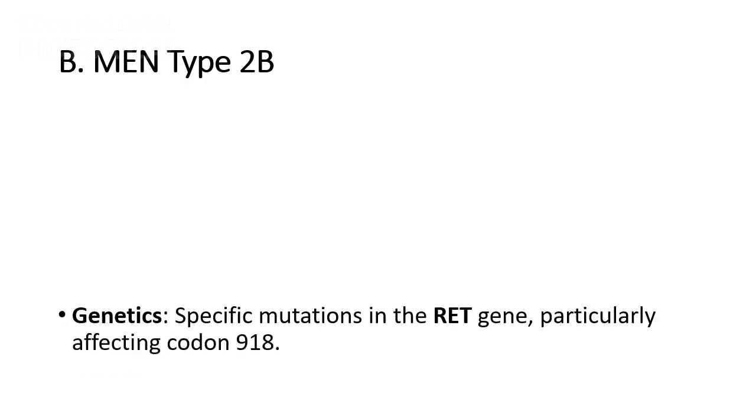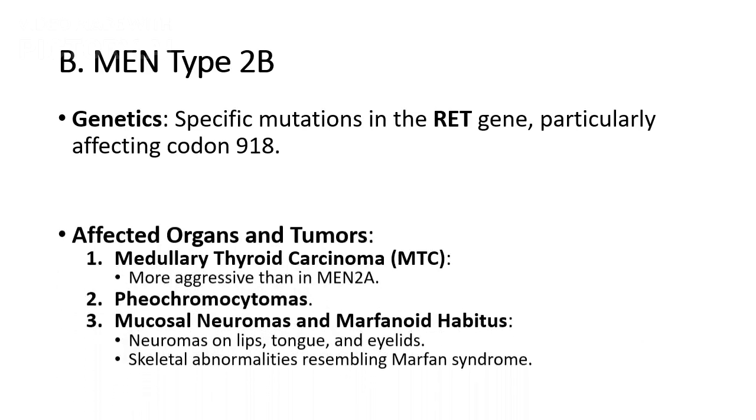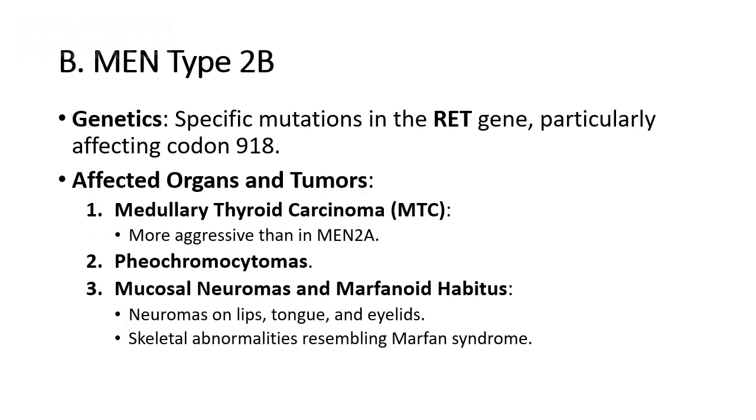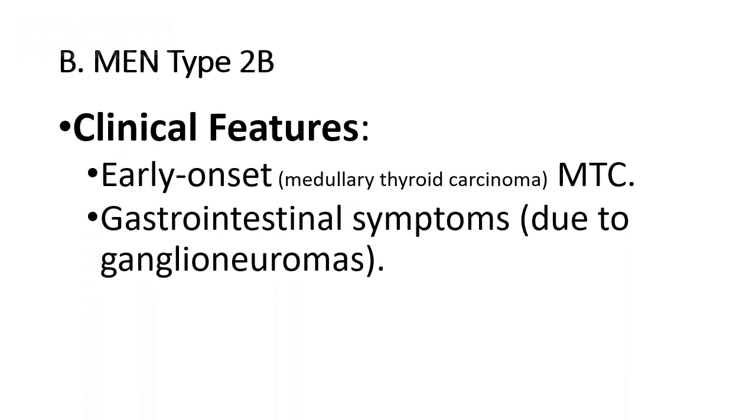MEN2B is caused by specific mutations in the RET gene, particularly affecting codon 918, and is associated with more aggressive medullary thyroid carcinoma, pheochromocytomas, and mucosal neuromas. The clinical features of MEN2B include early onset medullary thyroid carcinoma and gastrointestinal symptoms due to ganglioneuromas.